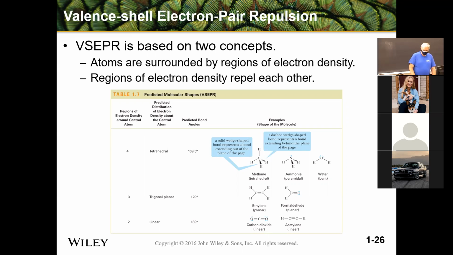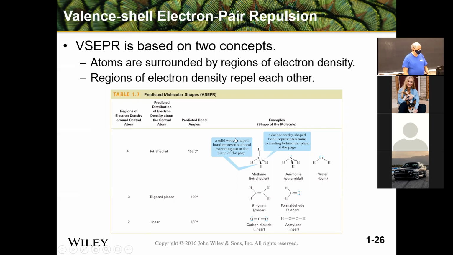VSEPR, okay, will definitely be some questions about VSEPR. VSEPR says that electron pairs, whether they are bonding or non-bonding, are localized into regions of space, into orbitals, and they repel each other. They want to get as far apart as they can.